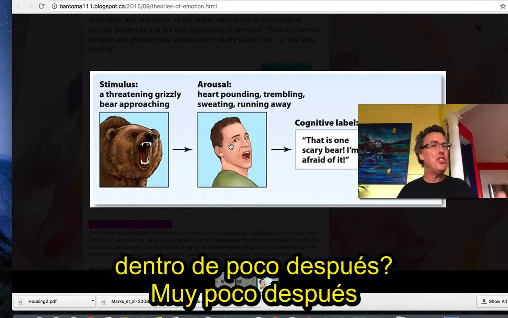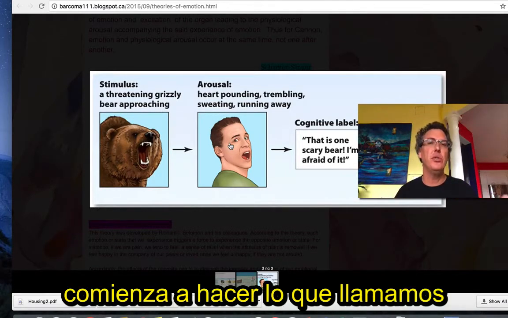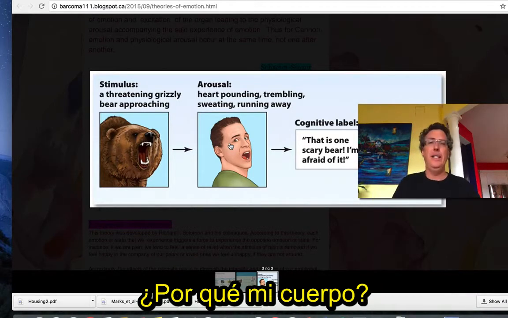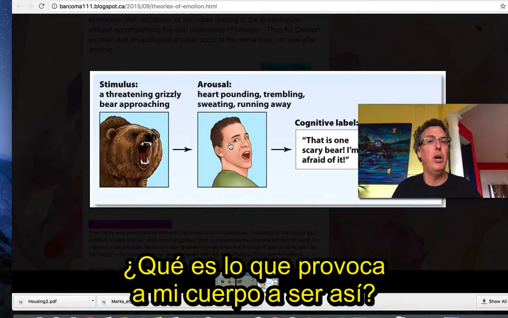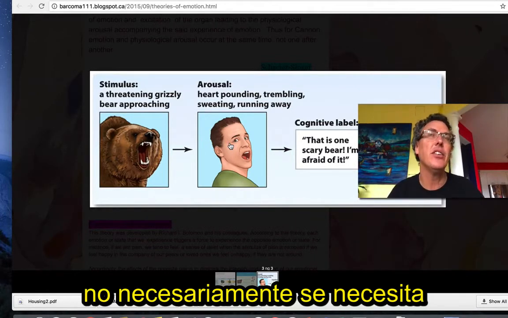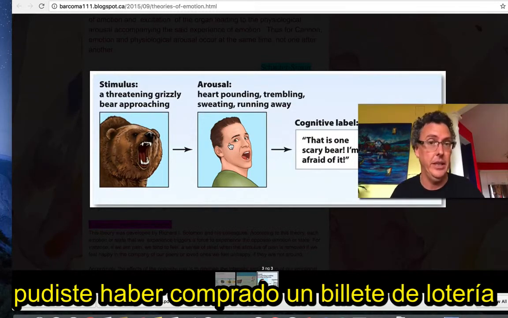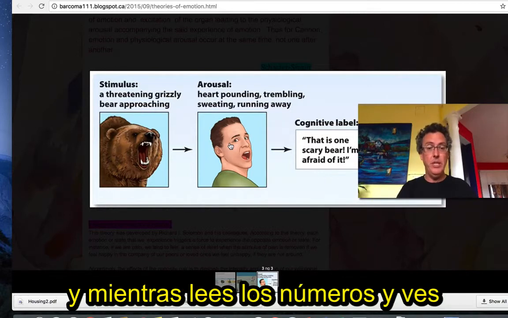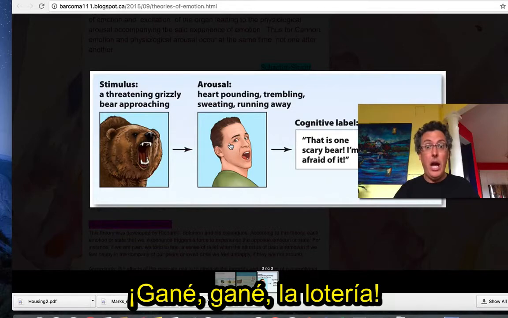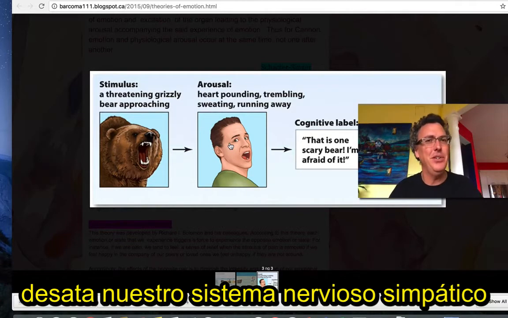But what happens very shortly thereafter is your brain starts to do what we call cognitive appraisal. It tries to figure out what it is that triggered my body to be like this. And notice that it need not necessarily always be a scary or threatening thing. You might have gotten a lottery ticket and be reading the numbers, and you see the winning numbers, and you realize, I've won the lottery. This also kicks in our sympathetic nervous system.